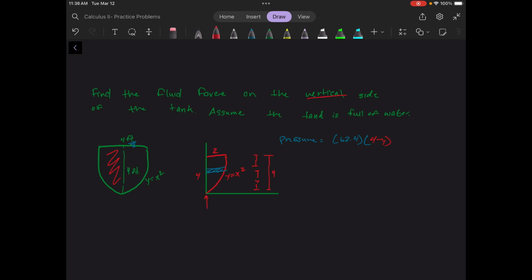What about if we're here at the bottom at y equals 0? What is the depth, meaning how far are we from the top of this tank? Well, plug in 0 into this function. You're going to get 4 minus 0, which is 4.